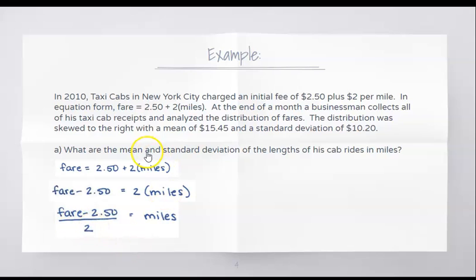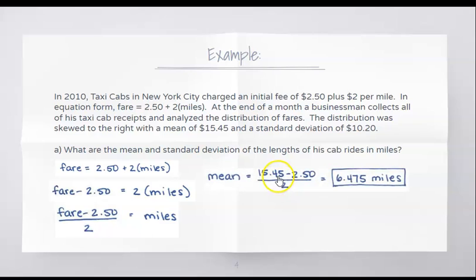So for the mean, I remember what it said on the previous slide: the mean gets changed whether I'm adding, subtracting, multiplying, or dividing. That always changes by whatever factor. So I'm going to subtract 2.50 from the mean fare, and then divide by 2. That gives me a mean of 6.47 miles on his taxicab rides.